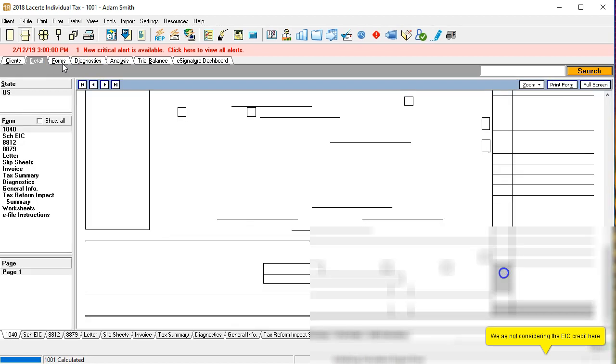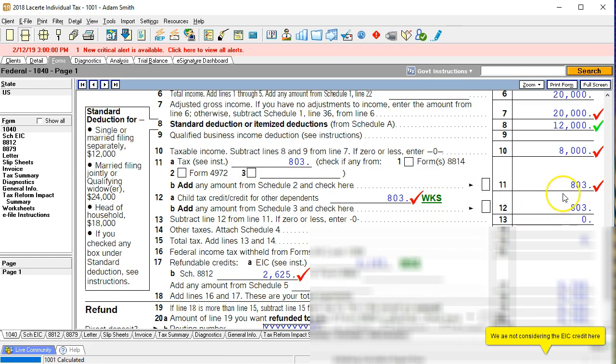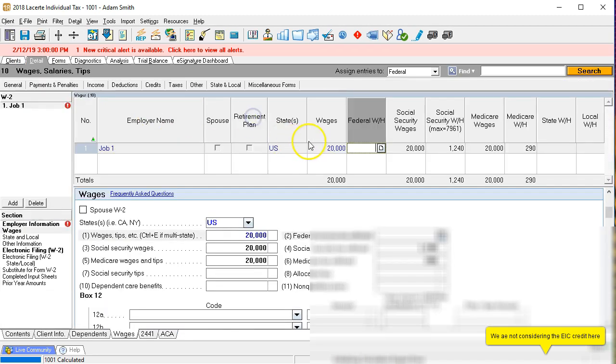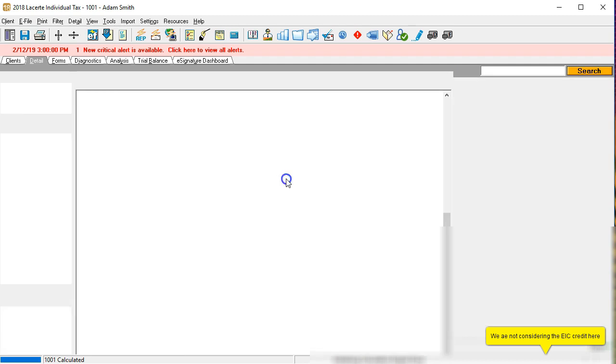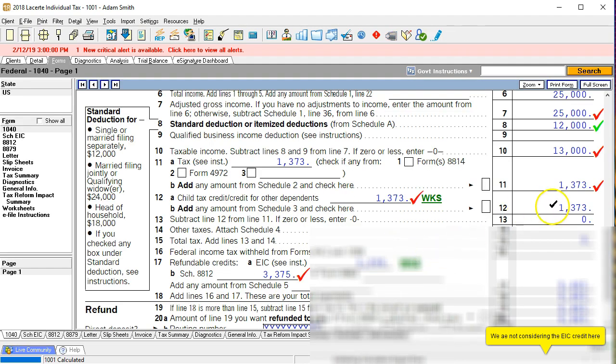20,000. And that's going to give us this, bringing us to 0 here. And now we're at the added 2623 or 2625 on this item. And then if we bring it up, we're going to say, all right, how about 25,000 of earned income? 25,000. That's going to bring us a liability up top.